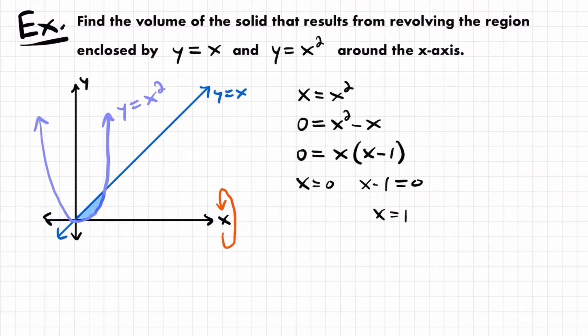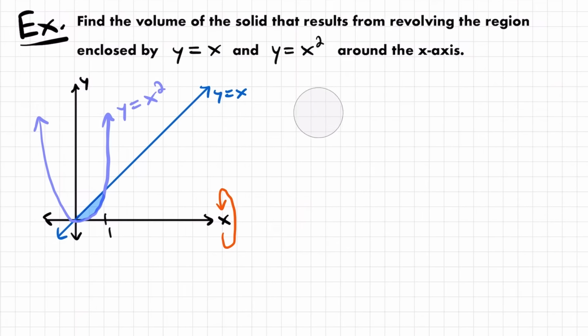And so from that, we now know that these two functions intersect at x equals 0 and x equals 1. And so this would be x equals 0, and this would be x equals 1, and so I'll label that as 1 along our x-axis. Okay, and so now we are ready to use the washer method, and the washer method with respect to x looks like this.